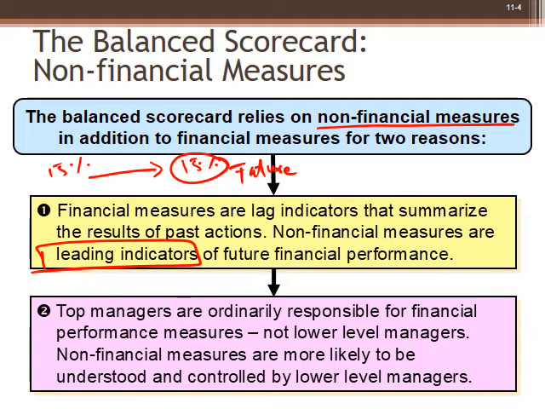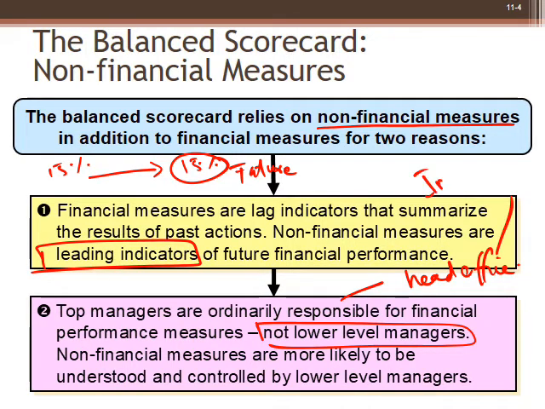The other reason is that the top managers are ordinarily responsible for financial performance measures, right? So not lower level managers. So we can say that the top managers basically sit in headquarters or the head office, which is an investment center. An investment center is responsible for revenue, cost, and investments, right? So in that case, the lower level managers are not responsible for any kind of increase in revenue, cost, or investment. That's why the non-financial measures are more likely to be understood and controlled by lower level managers. So we can give them more control over how much their performance has improved our revenue, our cost, and our investments as well.